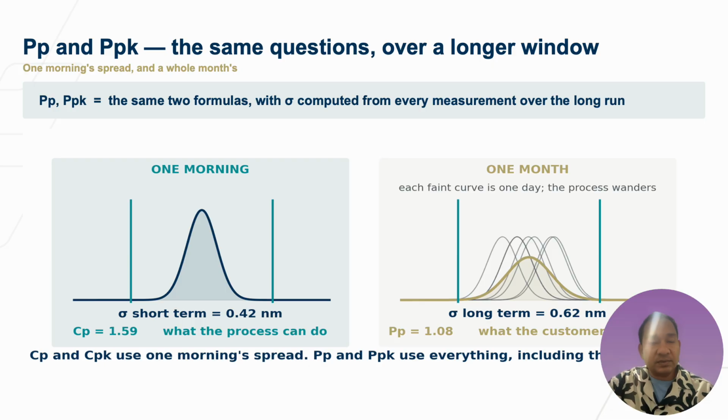We use CP and CPK when we are improving the process. We use PP and PPK when we are making a promise to somebody. And when a supplier quotes a capability number, ask which one it is.